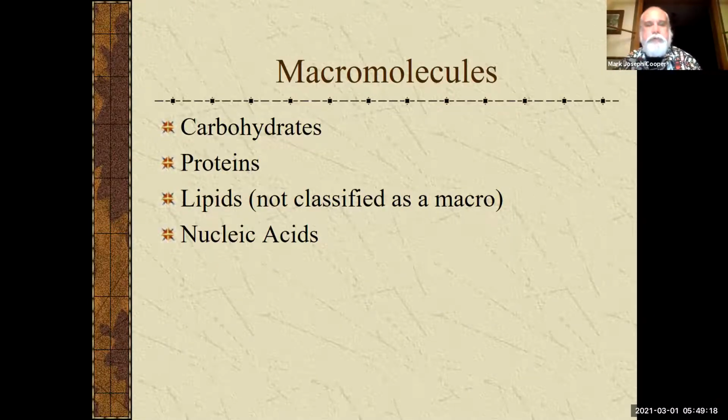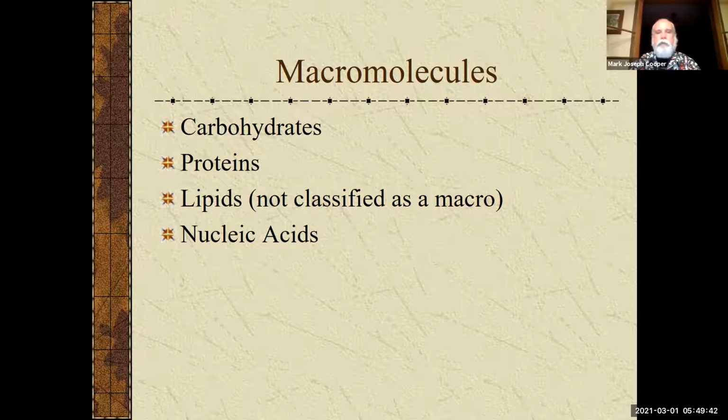So this is the first of the macromolecule lectures. We're going to do the 4 macromolecules, so this will be the carbohydrates. But then also we have proteins, lipids, which technically are probably not a macromolecule, and then nucleic acids. So we'll start with carbohydrates.